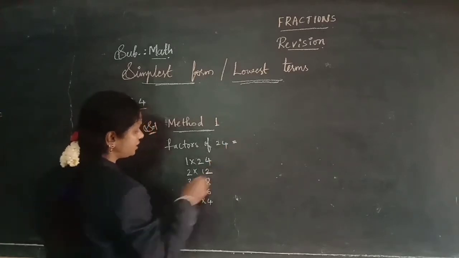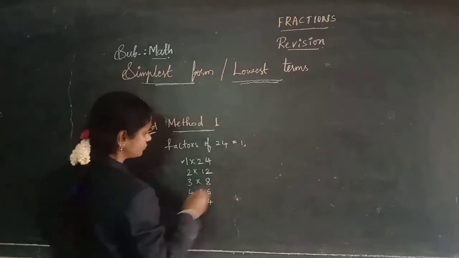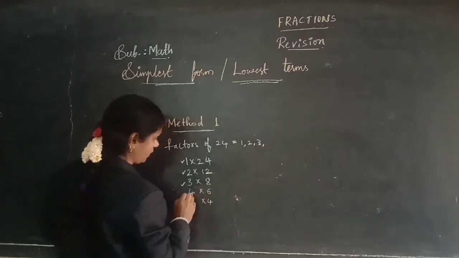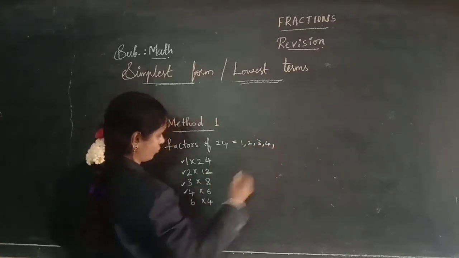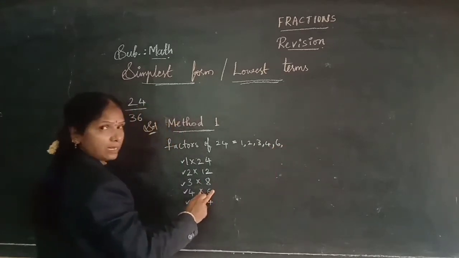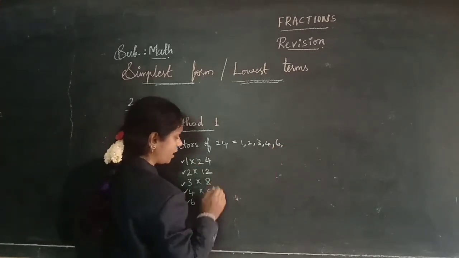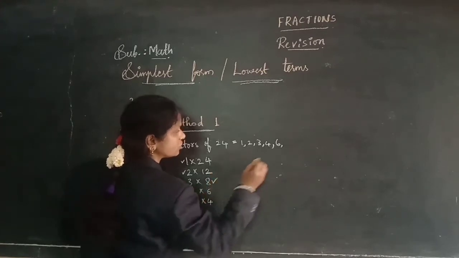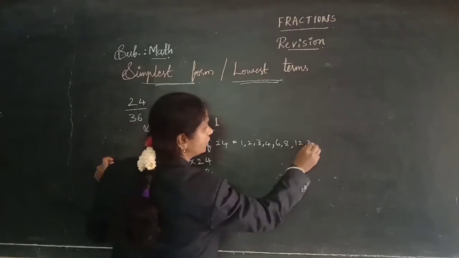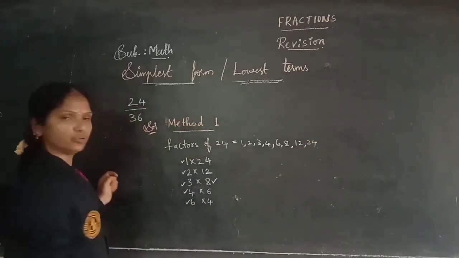So we can write the factors of 24 here. This is 1, 2, 3, 4, 6. The 4 and 6 are already written, children, no need to repeat again. Next 8, 12 and 24. These are the factors of 24.